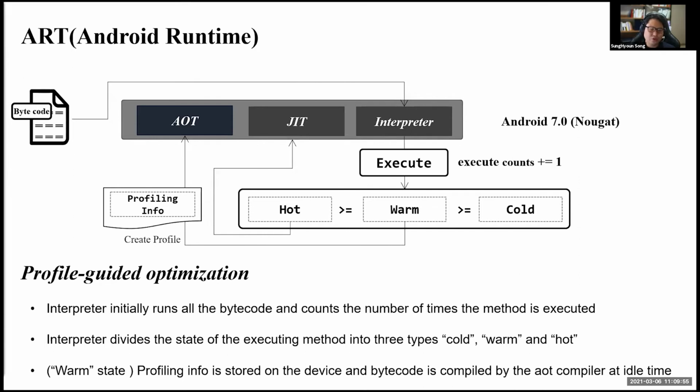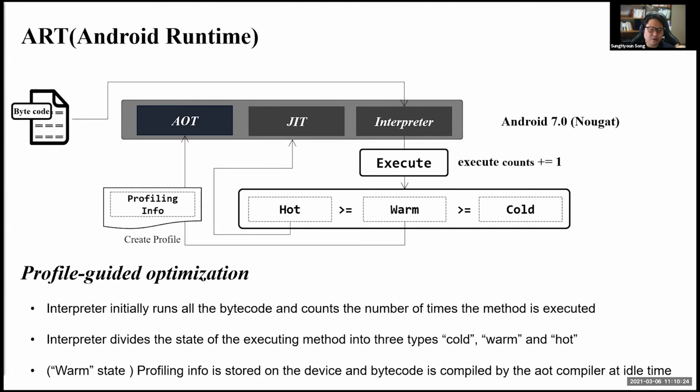When you don't use your phone or when you charge it, based on the profiling info, the profile service uses AOT to compile the bytecode into native code and store it. And once the state of a function reaches hot, the bytecode is compiled into native code by the JIT compiler and stored in memory as a cache.